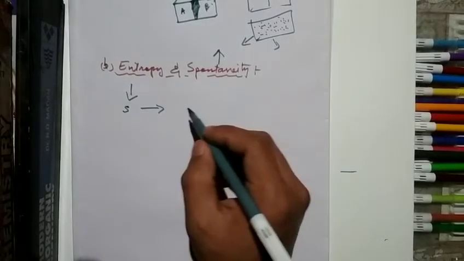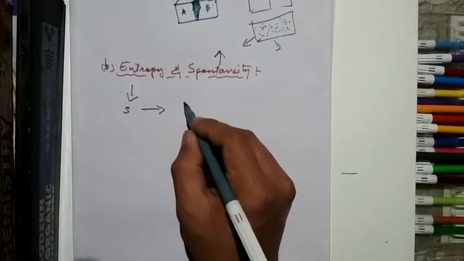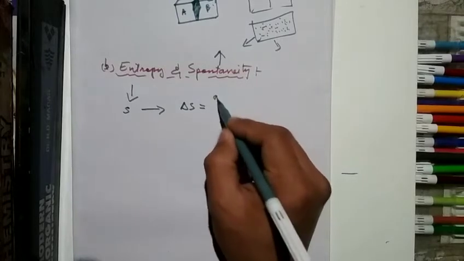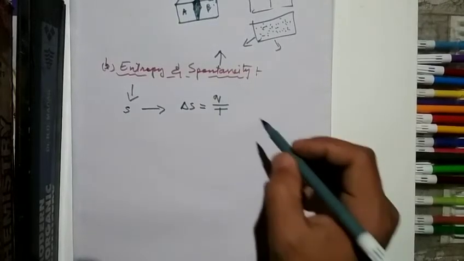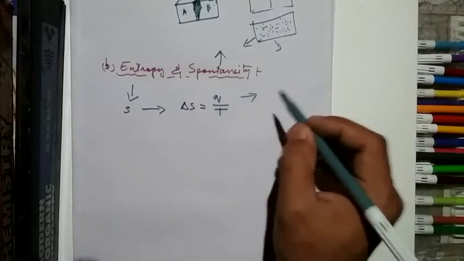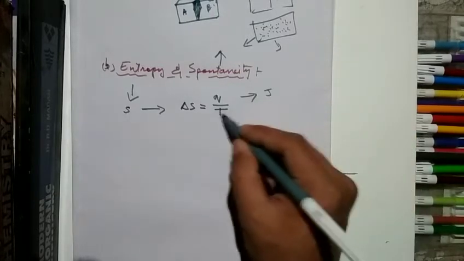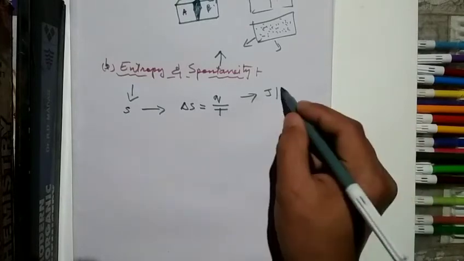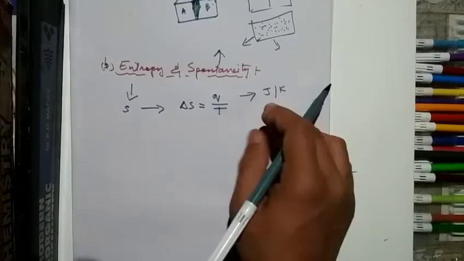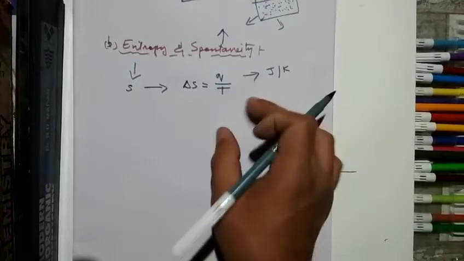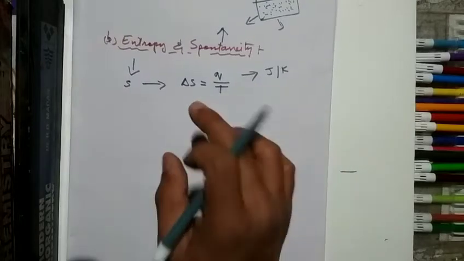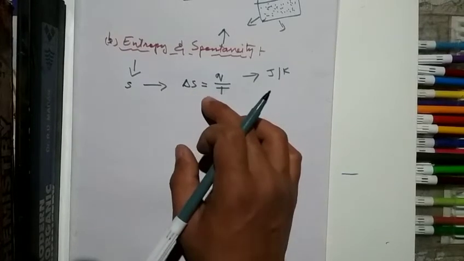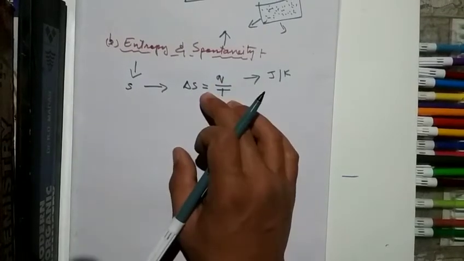Now this change in entropy is denoted by delta S, and it is given by Q by T. Q is related to heat, so it will be in Joules, and the unit of T will be Kelvin for temperature, so Joule per Kelvin. This will be the unit for entropy.